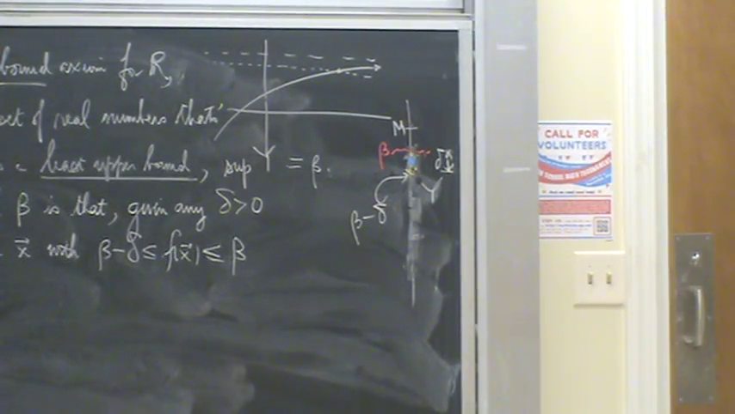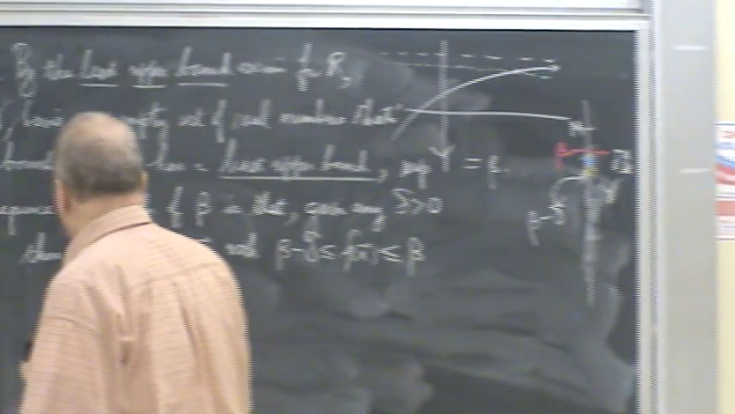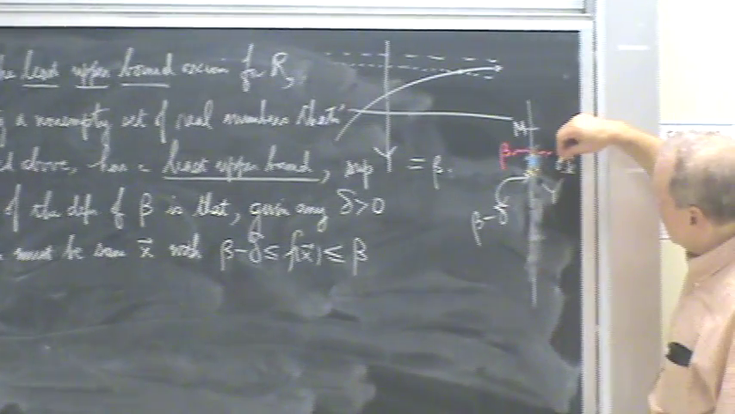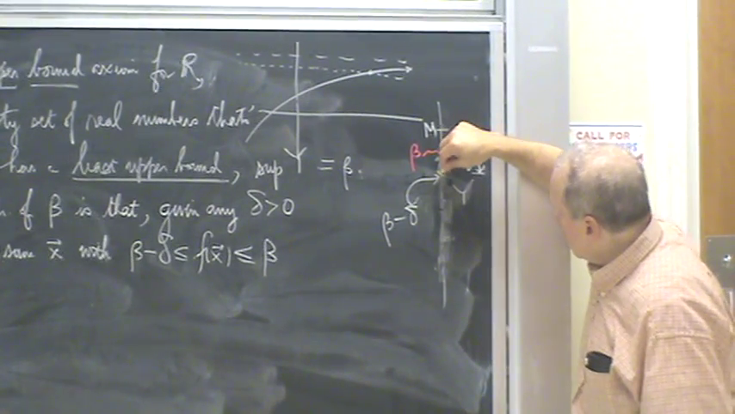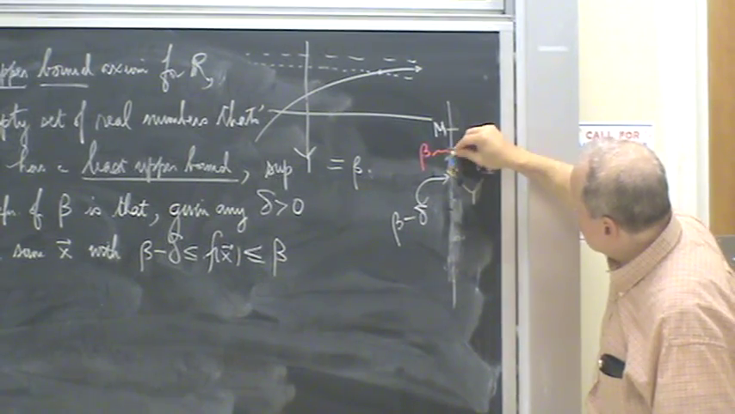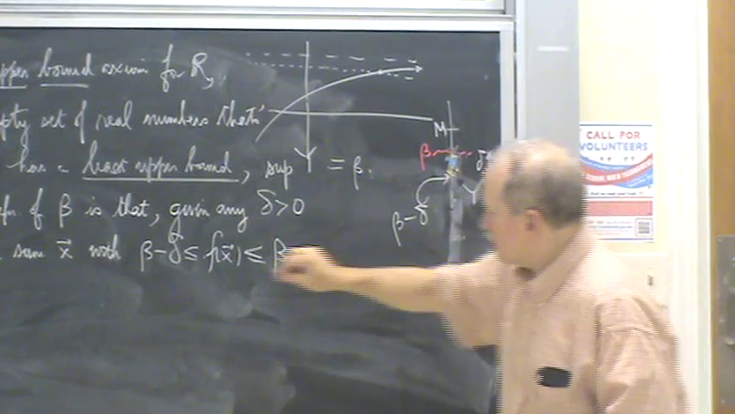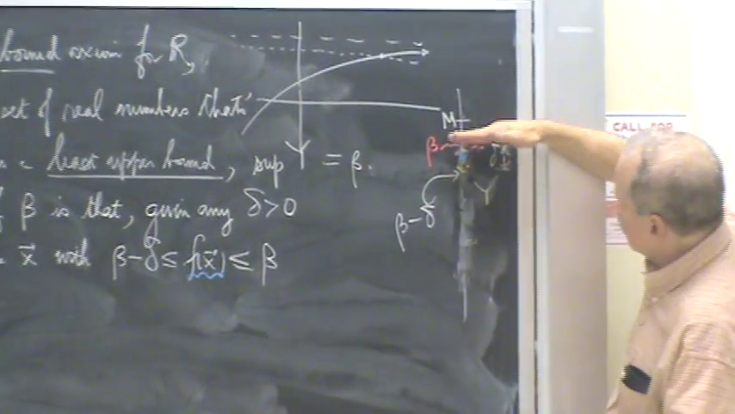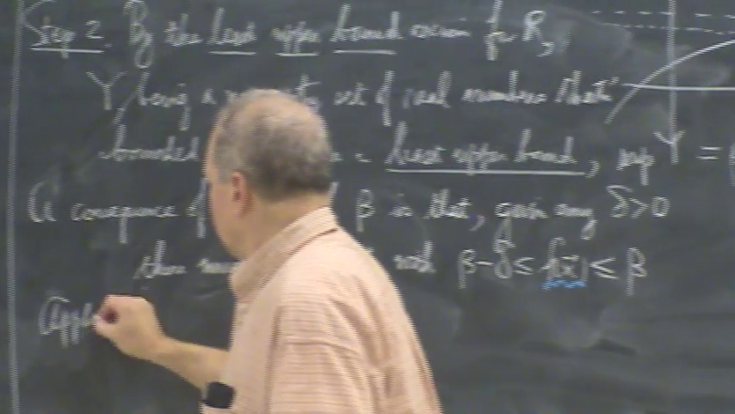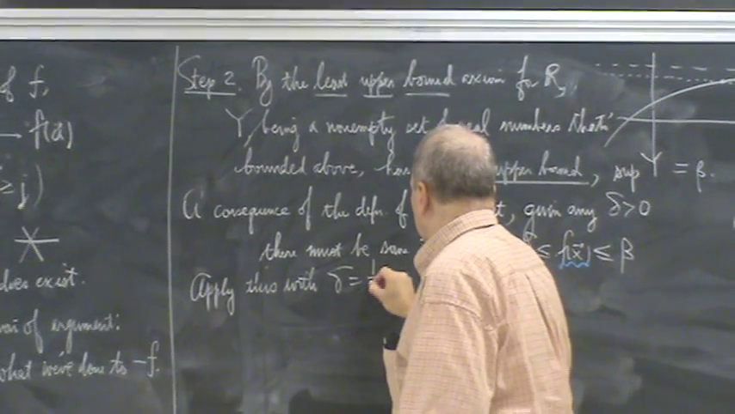So we're going to apply that and just create another sequence. So how can I get a sequence of points in x and s? Well, I want to think of a sequence of these deltas that shrinks down to 0. So I want to force these function values, these blue function values here, to get closer and closer to beta. So apply this with delta equal to 1 over k.